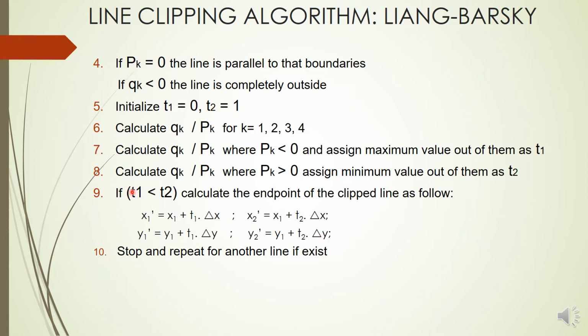After you get this T1 and T2 from step number 7 and 8 here, if this condition, T1 is less than T2, we will need to calculate the endpoints of the clipped line by using these 4 formulas, and then you will get 4 points: X1 dash, Y1 dash, X2 dash, and Y2 dash. And then you need to stop and repeat for another line if it exists. If there are other lines, we need to repeat it. If not, we just stop this algorithm. So let's look into the example in the next slide.